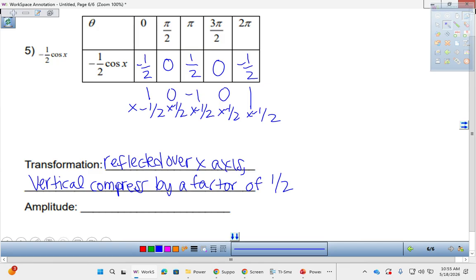It's not a vertical compress of negative 1/2. The negative does one thing and the 1/2 does something different. So I'm separating them. The negative is the reflection, the compress is the 1/2. The amplitude is 1/2. Amplitude is height. You can't have a negative height, all right? So the amplitude is 1/2. It's not negative 1/2. The negative is the reflection piece. The amplitude is the number. You okay with that one?